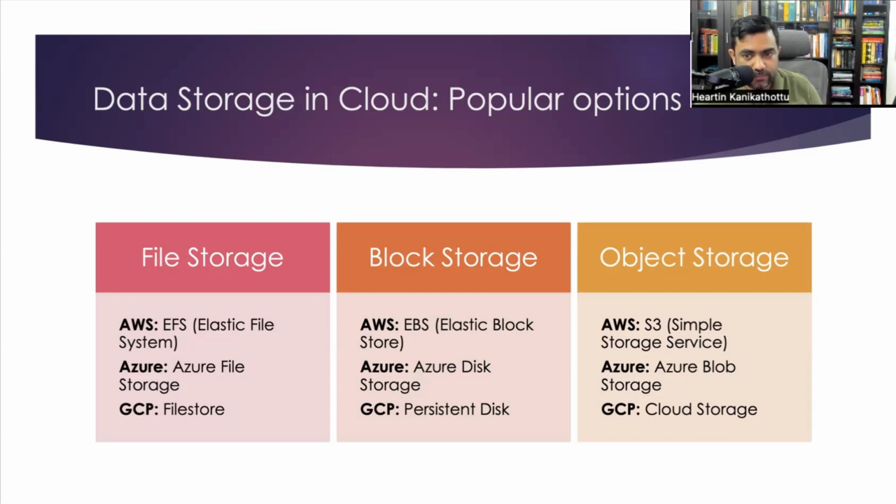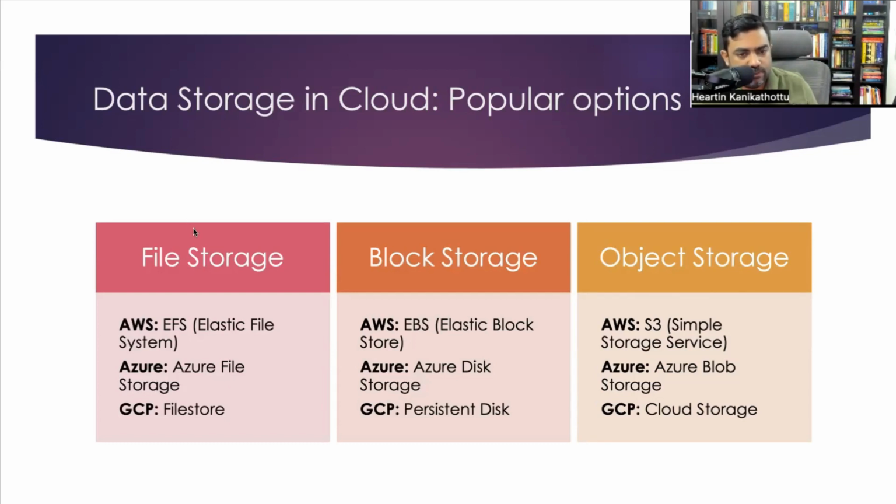You have file storage, you have block storage, you have object storage. And file storage examples are EFS or Elastic File System in AWS, Azure File Storage in Azure, and Filestore in GCP. Block storage in AWS, you have Elastic Block Store. In Azure, you have Azure Disk Storage, and in GCP, you have Persistent Disk. And object storage in AWS, you have S3 or Simple Storage Service, which is a very popular service. In Azure, you have Azure Blob Storage or Blob Containers. And in GCP, you have Cloud Storage. So, are you familiar with these terms?